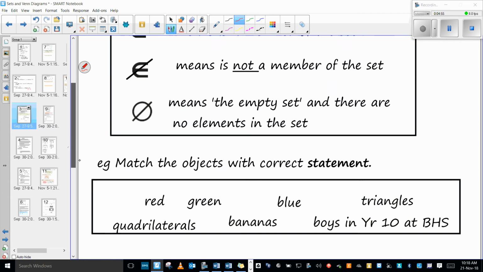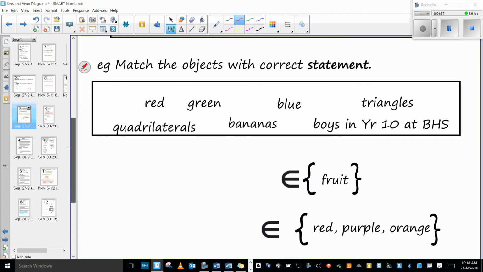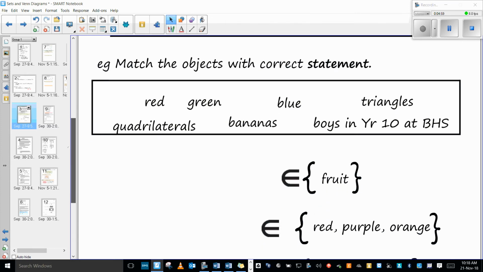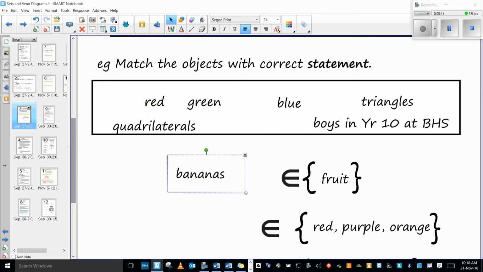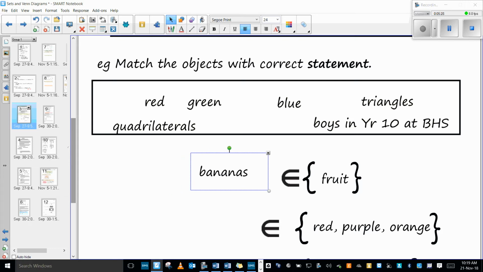Right, so if we were to match the objects with the correct statement, from this list, we're choosing something that is a member of fruit. So what up here would be a member of the fruit set? So banana would be an element of fruit. Note green would not be an element of fruit. Green is not a fruit. Was it the equal one? No, because this means bananas is a member of fruit.